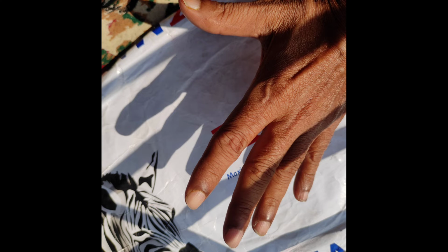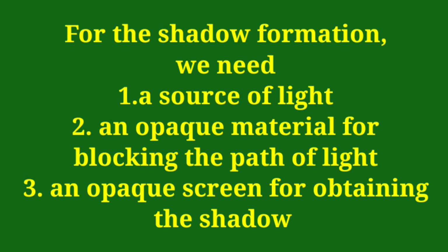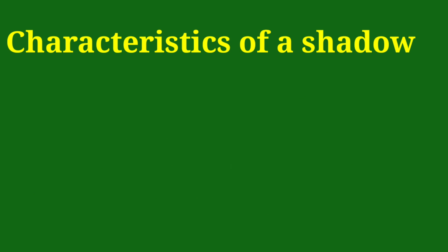This is the way you will see the shadow. Now the shadow formation is shown over here. Remember that in the pinhole camera, the size of the image and the nature of the image are also very important. Conditions for the formation of a shadow: first of all, a source of light. Number 2, an opaque material blocking the path of light, that is the straight line. And number 3, an opaque screen for obtaining the shadow.